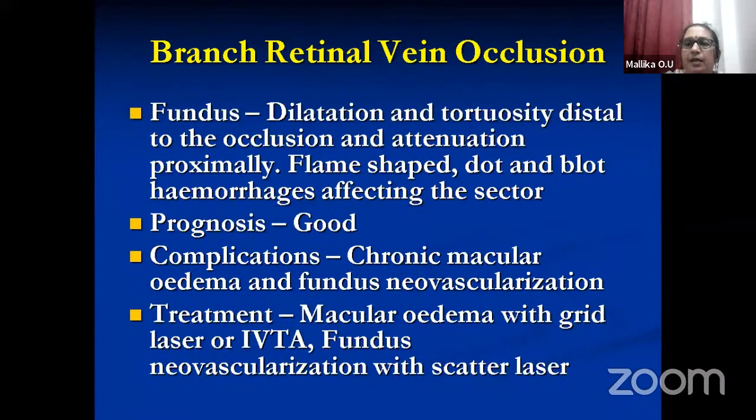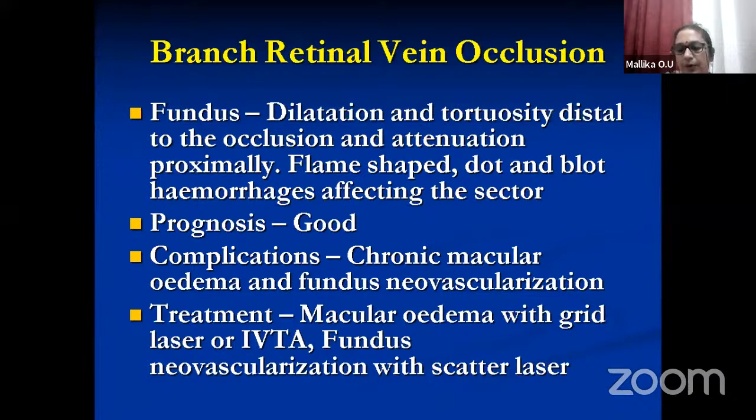And in that particular area of distribution of that vein from the AV crossing, that branch of the vein is dilated and tortuous, and you can see the hemorrhages beyond the AV crossing. Okay, the prognosis is good compared to a central retinal vein occlusion, and again the complications include chronic macular edema and neovascularization of the fundus. And the treatment is the same.